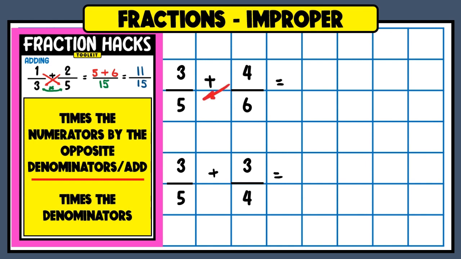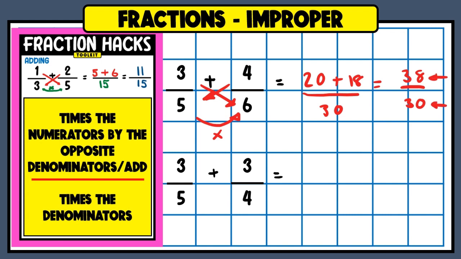Let's do 4 times 5, which is 20. And then we'll do 3 times 6, which is 18. Okay, 5 times 6 is what? 5 times 6 is 30. So now we have 20 add 18, which is 38 over 30. So because you can see here, the top is bigger than the bottom, we call it an improper fraction. All right, let's look at the next question.